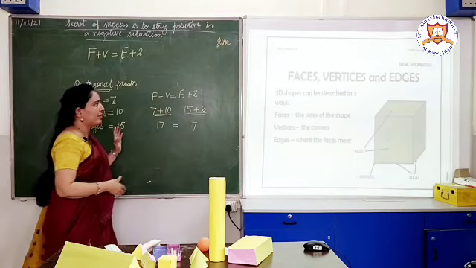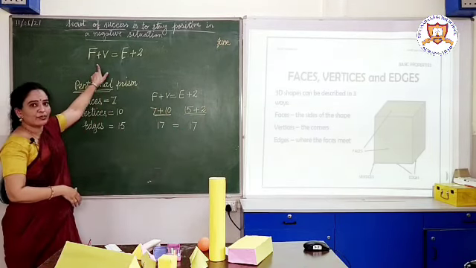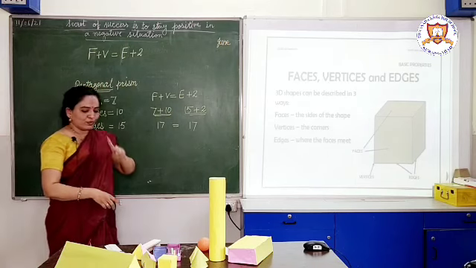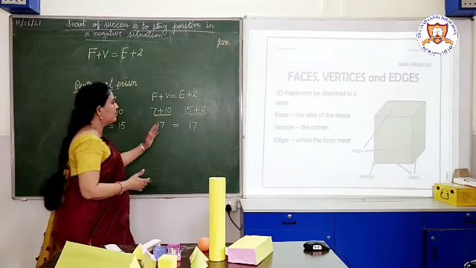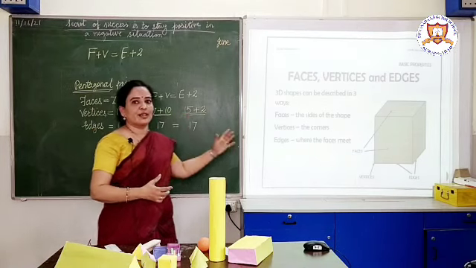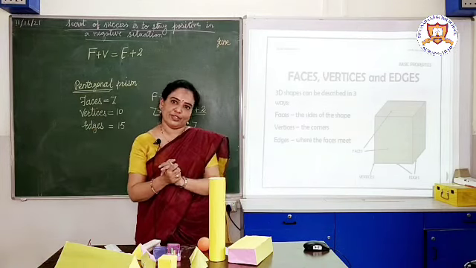So today what have we learned? We have learned Euler's formula, and today's homework for you: count and try to see whether this formula is true for a hexagoid or nanogoid.